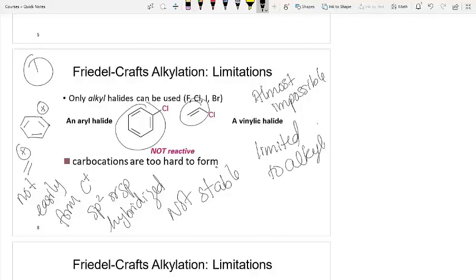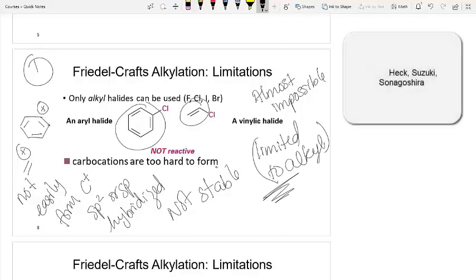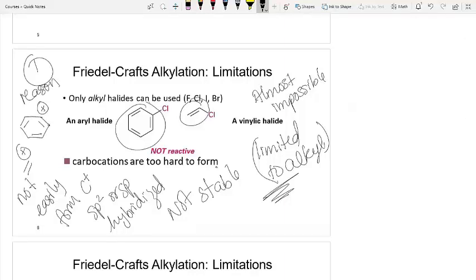And we're limited to alkyl groups, and hence the name Friedel-Crafts alkylation. That's why we're going to say that. So the ways that we could add these vinyl groups to aromatic molecules would be things like the Heck, the Suzuki, and the Sonogashira reactions. Those are presented in class, and those are the places that you will see this.